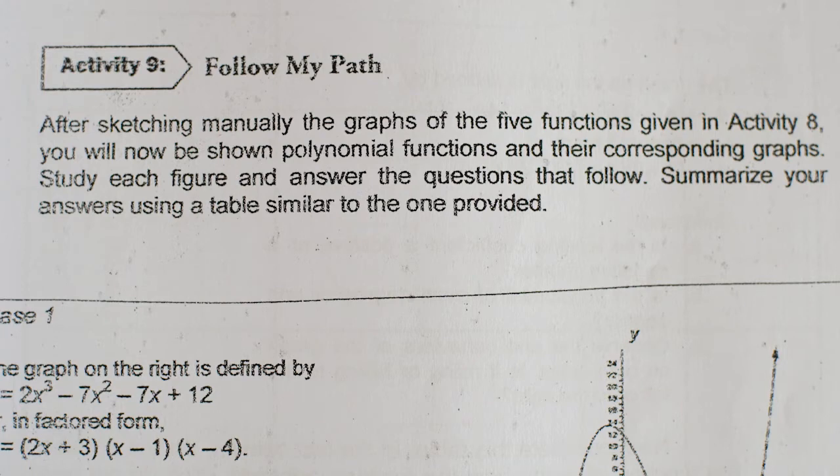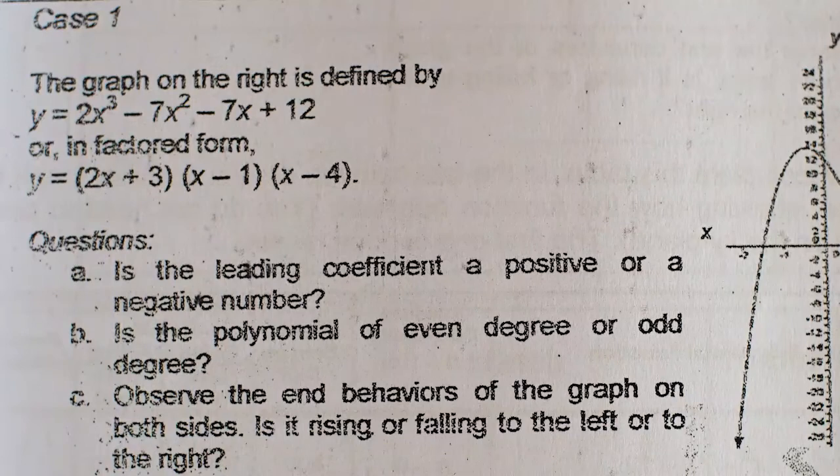After sketching manually the graphs of the 5 functions given in Activity 8, you will now be shown polynomial functions and their corresponding graphs. Study each figure and answer the questions that follow. Then summarize your answers using a table similar to the one provided. Then we have Case 1 and Case 2.